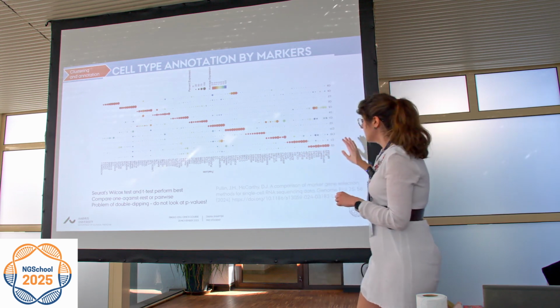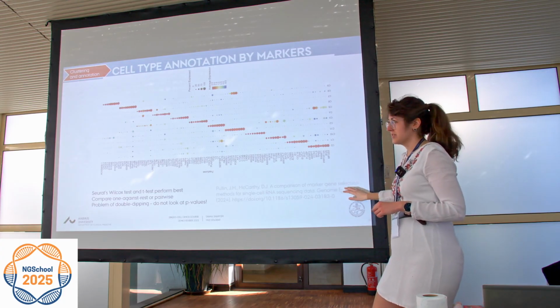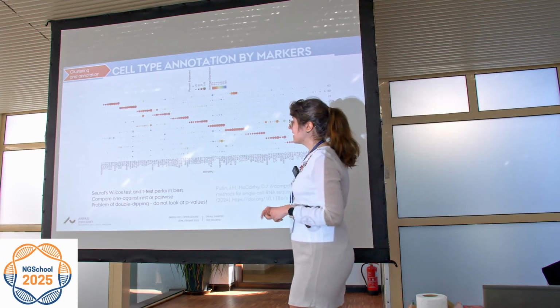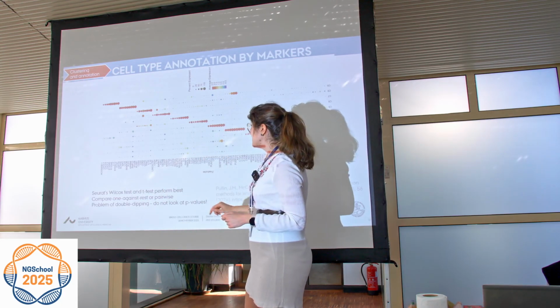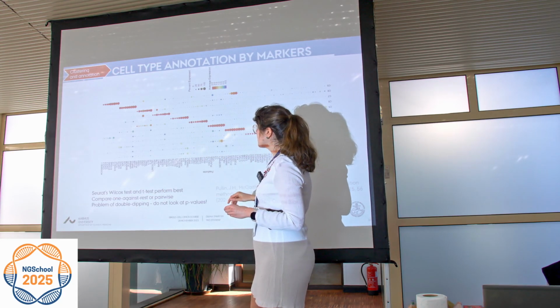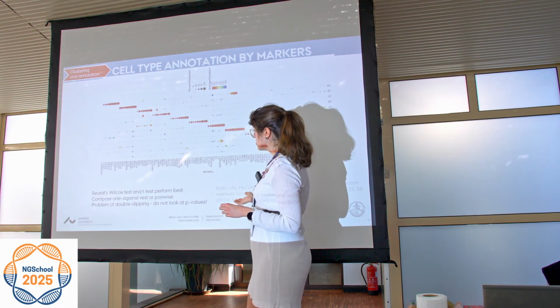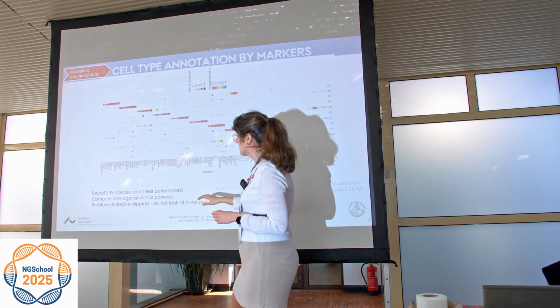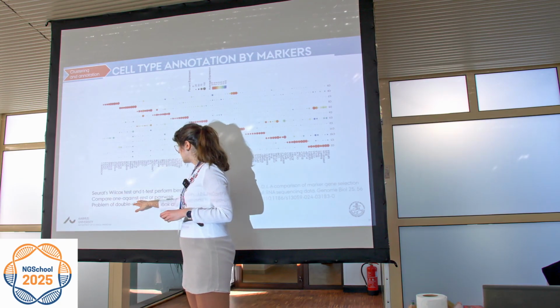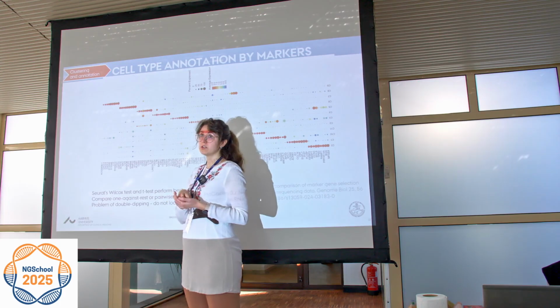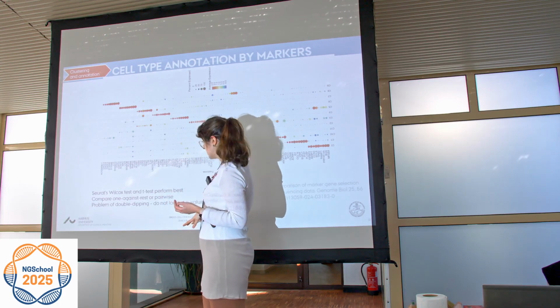There is a benchmark on that, of course, as well. And the good thing is that the Wilcoxon test overperformed the rest, and the t-test. However, there are different approaches to address this problem, and these two approaches, they use one against rest. So you test your population against all the rest of the cells.